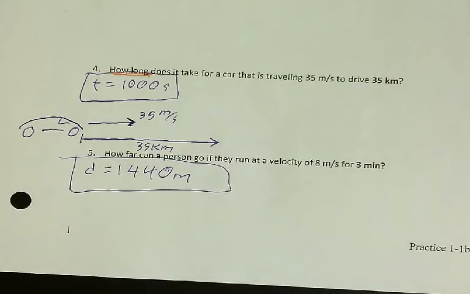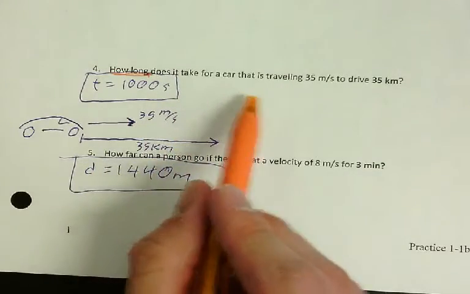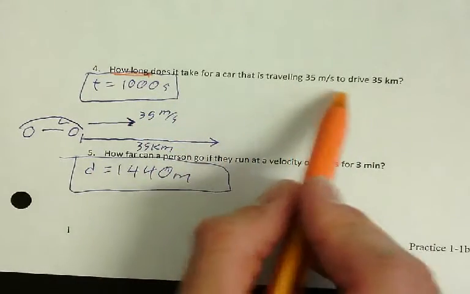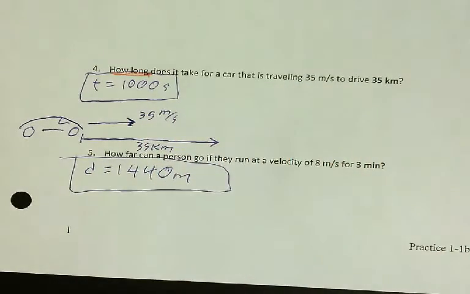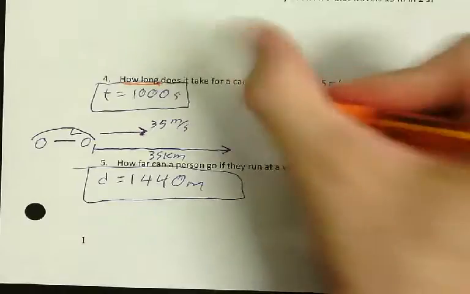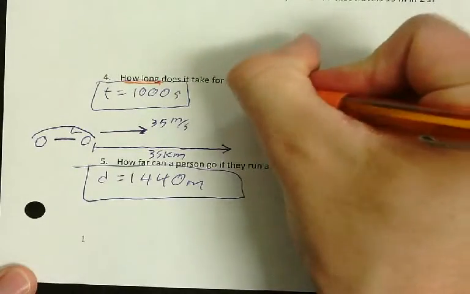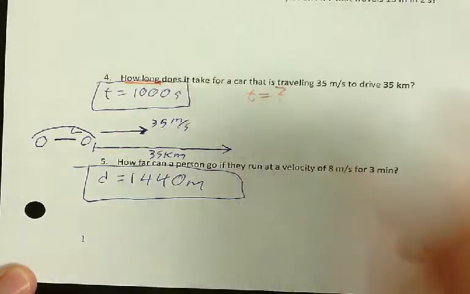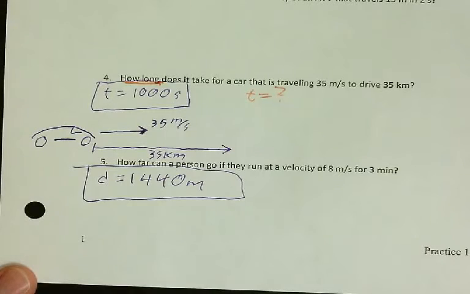So I could say, how long is the table you're sitting at? And that would be a distance measurement. Or I could say, how long does it take you to get to school in the morning? That would be a time measurement. So I need to figure out, is this asking for distance or time? It says, how long does it take a car that's going this far or this fast to go this far? So that means, how long is time? So I'd write t equals question mark to make sure I have the time that I'm solving for.